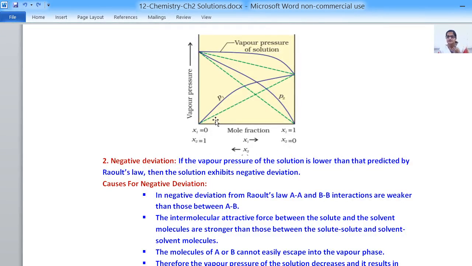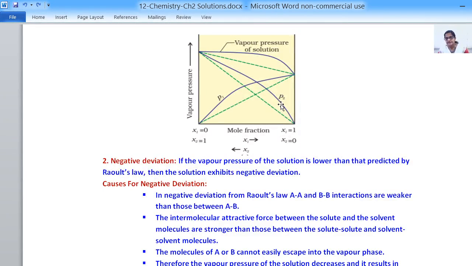Now, first you can see there are three lines, line 1, line 2 and line 3. The first line is a plot of P1 versus chi1. In the plot of P1 versus chi1, the expected vapor pressure as per Raoult's law is shown by the dotted green lines. But actually, because of the positive deviation, vapor pressure is much higher. You can see that this increase in the vapor pressure is shown by this purple line. So this is the positive deviation for the plot of P1 versus chi1.